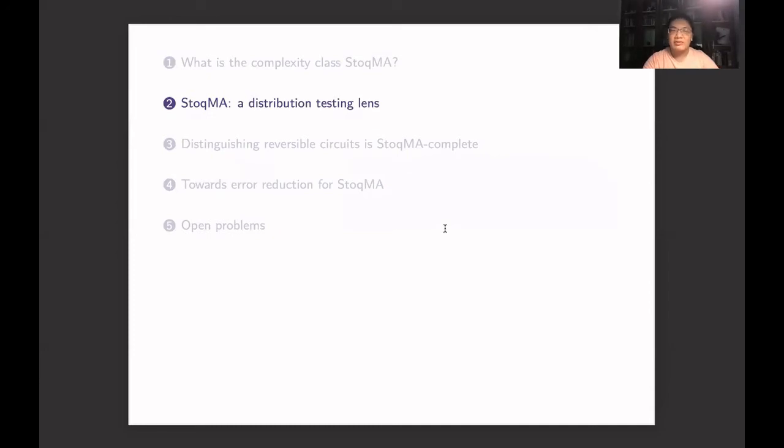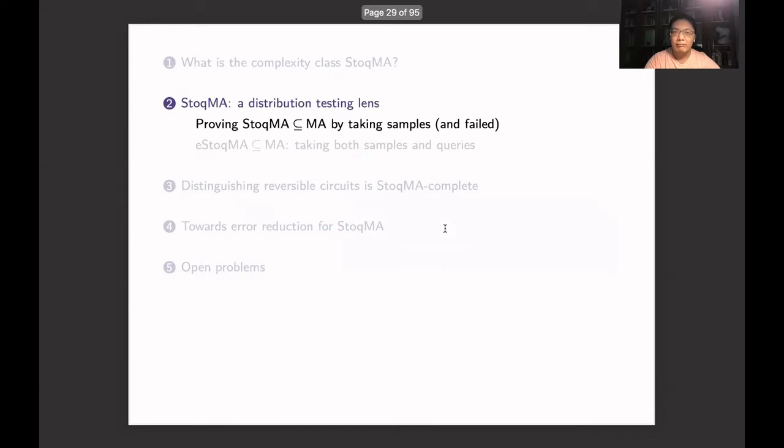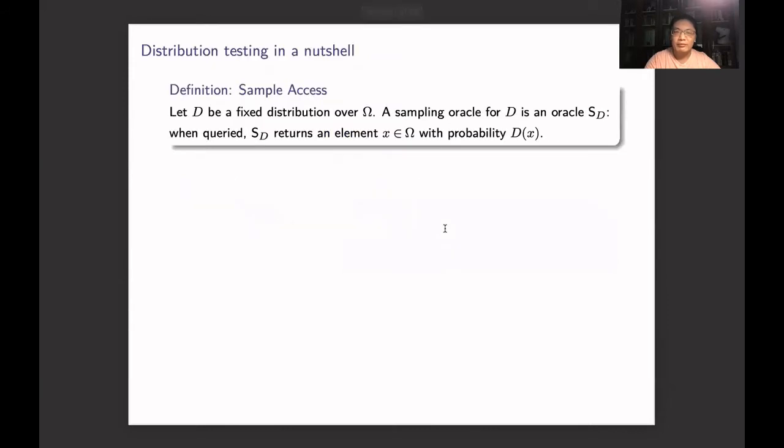So now we are going to present my first result. Before the result, we need some basics in distribution testing. So first is the sample access. Consider a fixed distribution D over omega, then a sampling oracle for D is an oracle SD. When we call this oracle, SD simply returns an element X in omega with probability D(x).